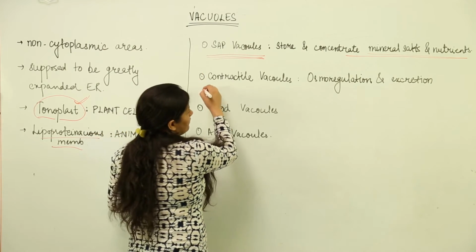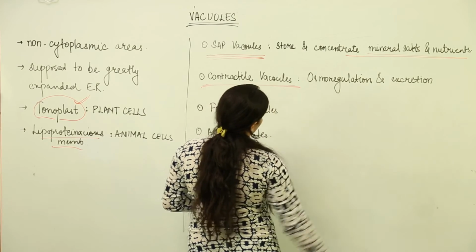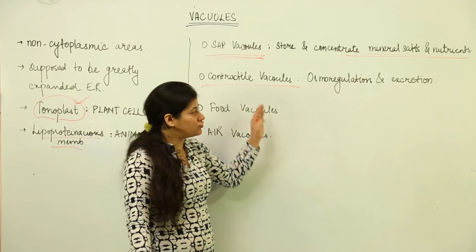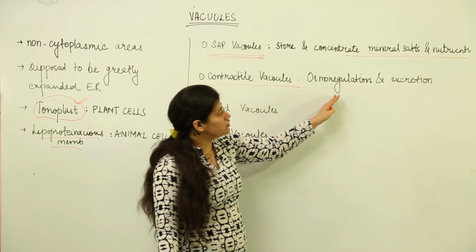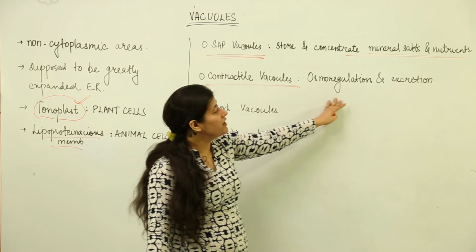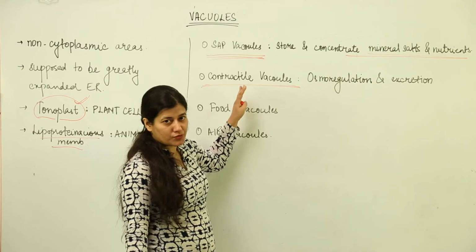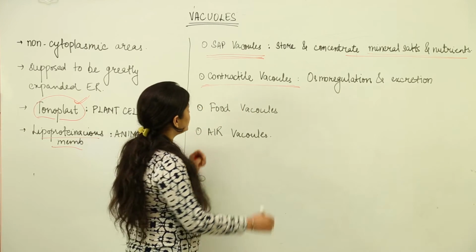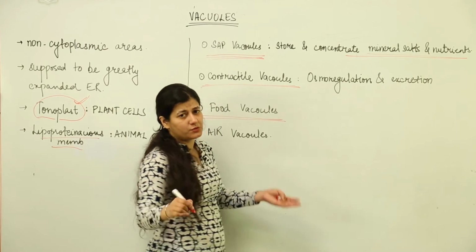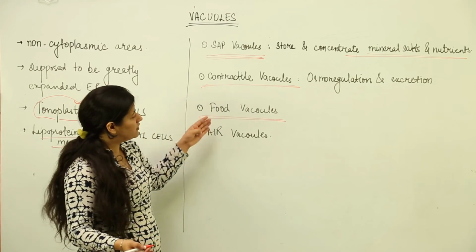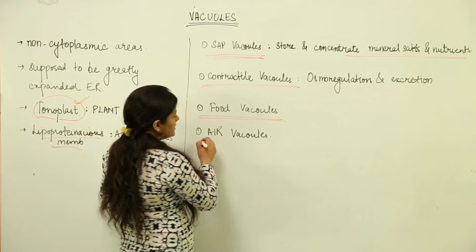Then we have contractile vacuoles. Again, from your knowledge of earlier classes, you used to draw paramecium and you used to draw a contractile vacuole inside it. That was for the regulation of osmolarity and excretion of the waste products within the cell. So we have contractile vacuoles present in the animal cells. Then we have food vacuoles. They would be storing some sort of food material. They could be present in both animal and plant cells, and mostly in animal cells because plant cells already have a huge sap vacuole. And the last one is air vacuoles.